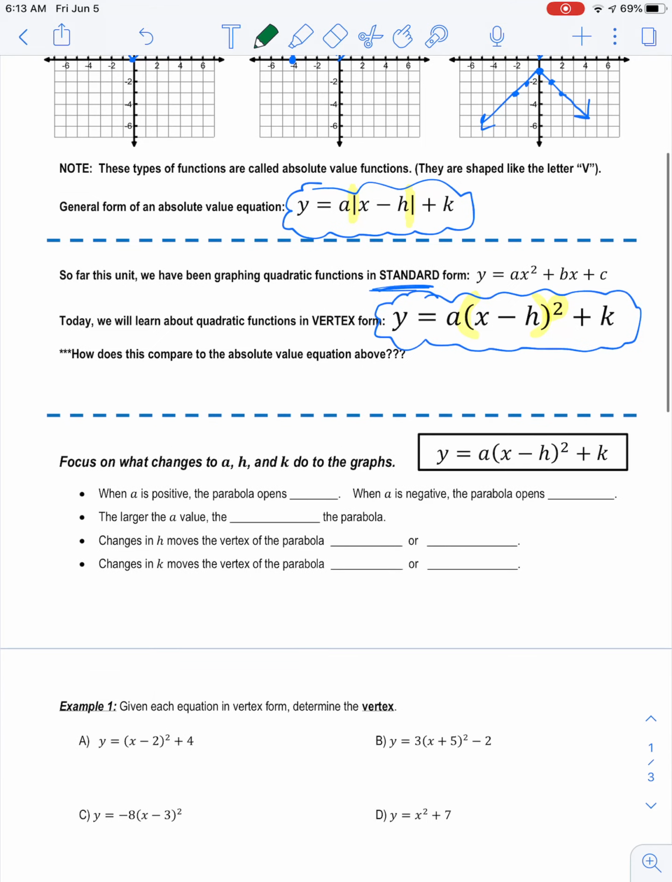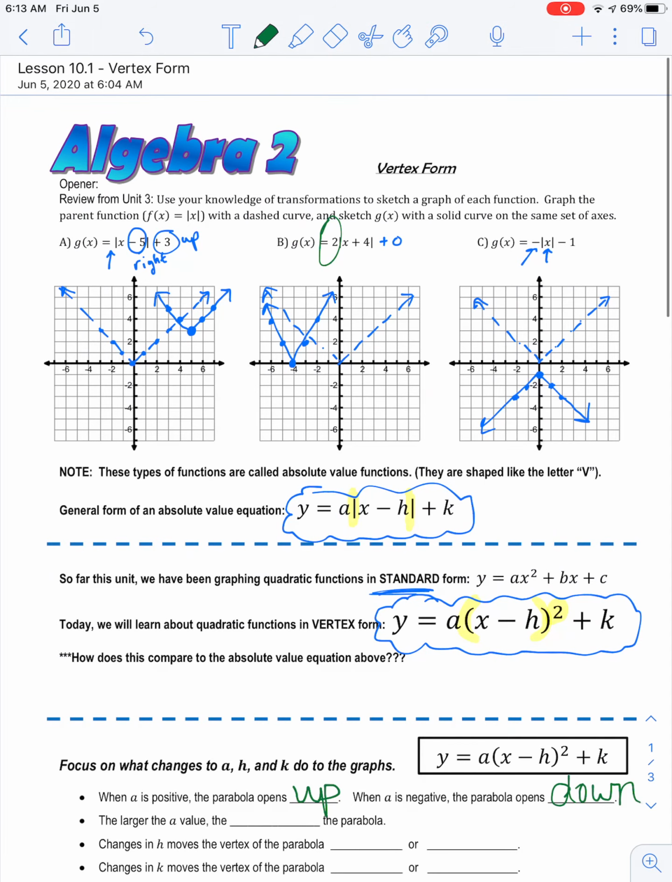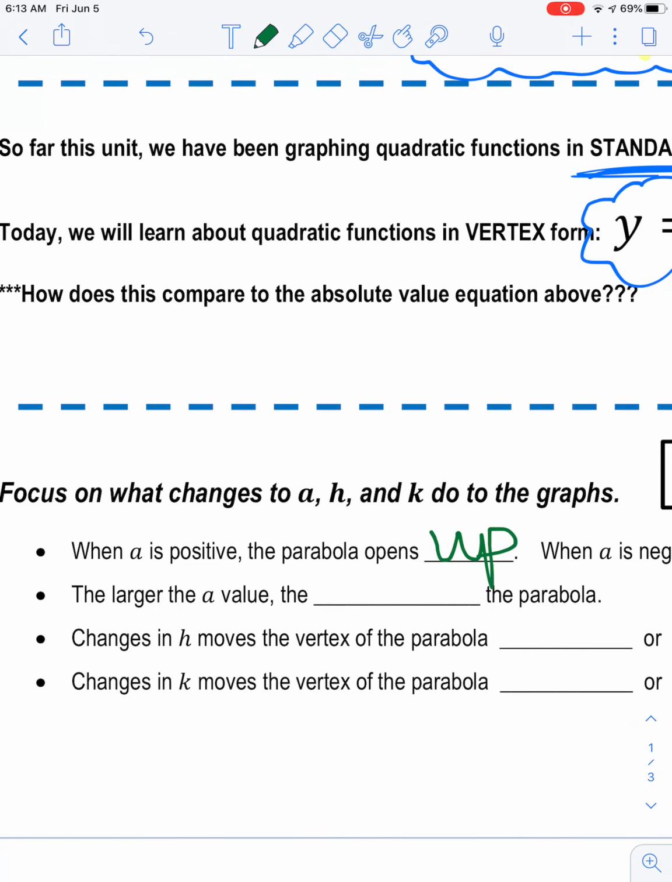With that said, we have a lot of the same information here. When a is positive, the parabola opens upward, just like the absolute value graphs open up, and if a is negative, it will open down. The larger the a value, we'll look at what happened up here when we had a 2, the V got narrower, so the same thing will happen with a parabola. It'll get narrower.